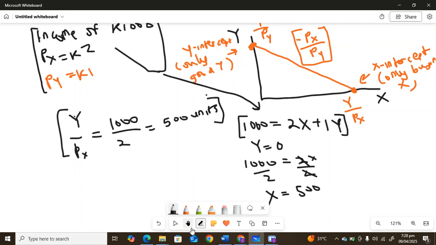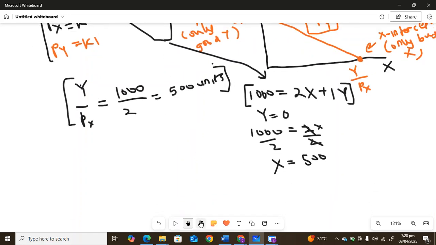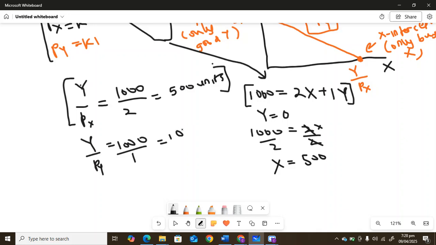If we want to only buy good Y, it's just Y over Py. Y is 1000 kwacha. The price of good Y is 1 kwacha. So if you buy only good Y, you can only buy 1000 units. If you're only buying good Y, you can only purchase 1000 units.